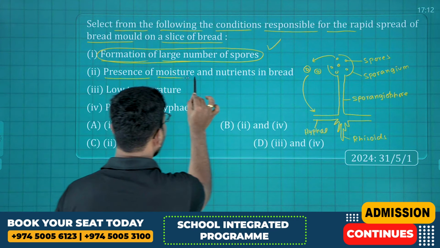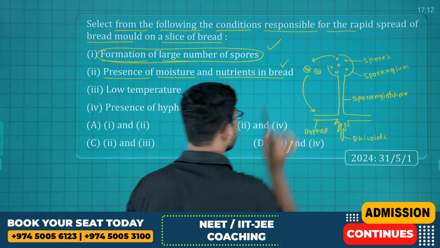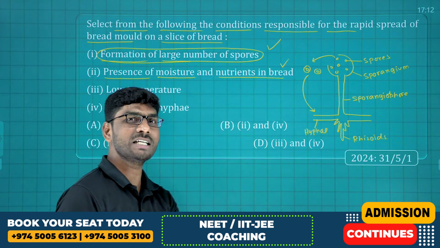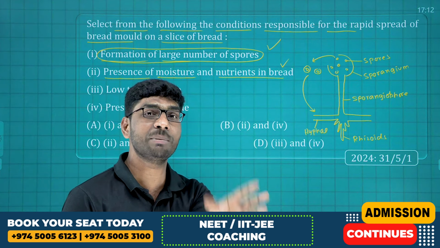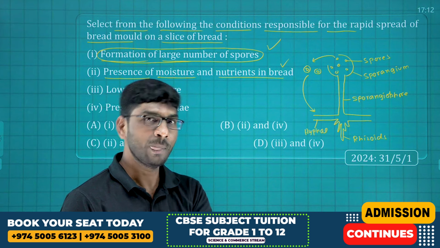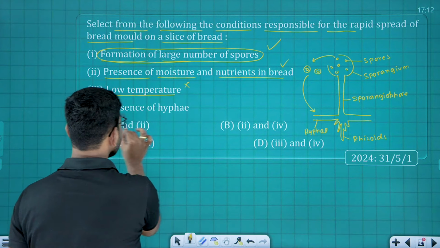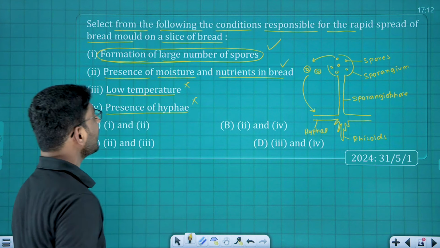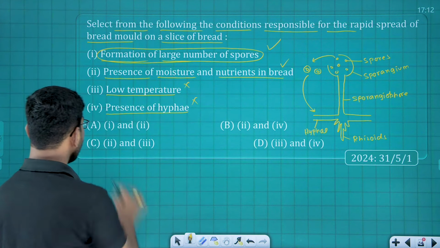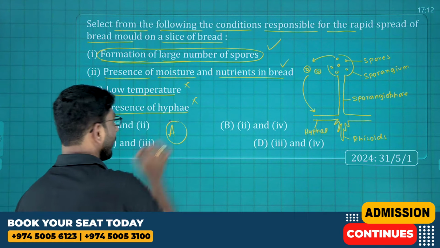Presence of moist and nutrient in bread. Yes, moisture and temperature are required for the germination and development of fungi. So this statement is also correct. Low temperature, no. Presence of hyphae, no. So the right answer is 192. Where is 192? Option A.